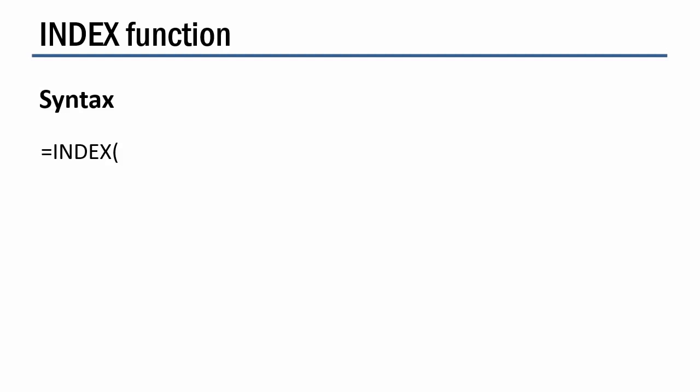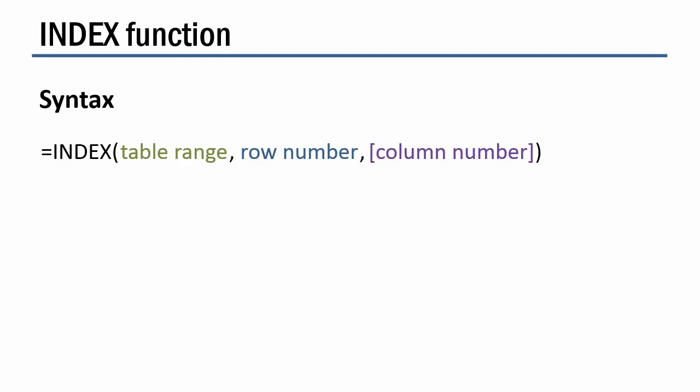We say equals index, open the parenthesis. First argument is the table range or data range. Again, it's the entire table that we've been looking at, put in a comma, and then you have the row number, put in a comma, and then optionally the column number. Now, this is a little weird because the official documentation tells us that column number is optional, but really the row number could also be optional.